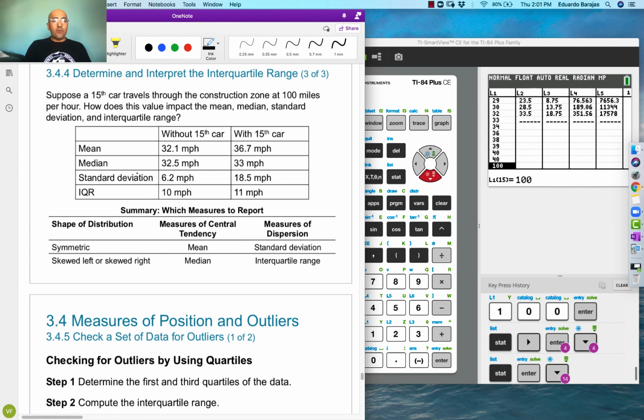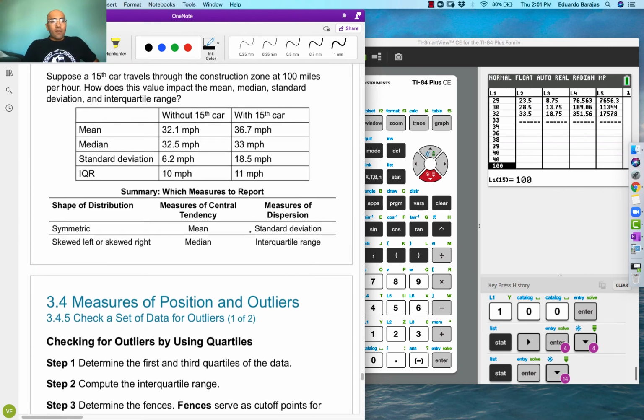So it increases the standard deviation up quite a bit, right? So it's very sensitive to outliers. The IQR is not as sensitive to outliers. That's good. Okay.